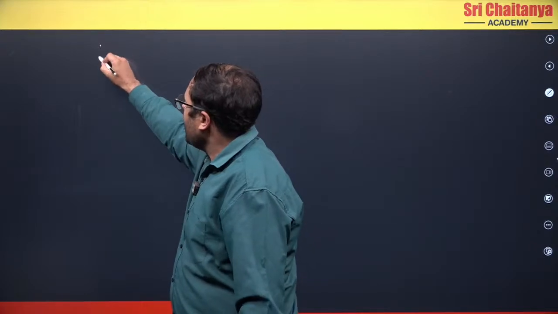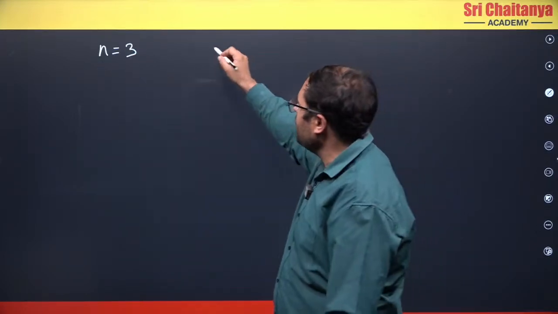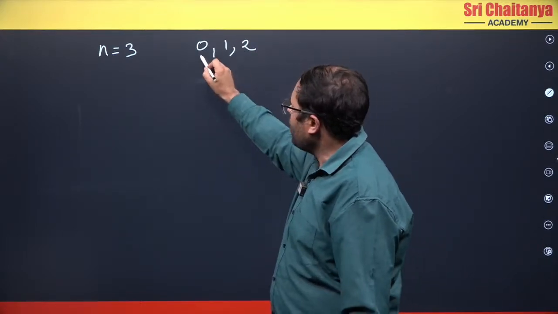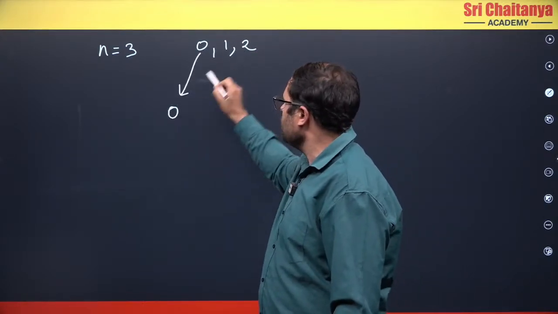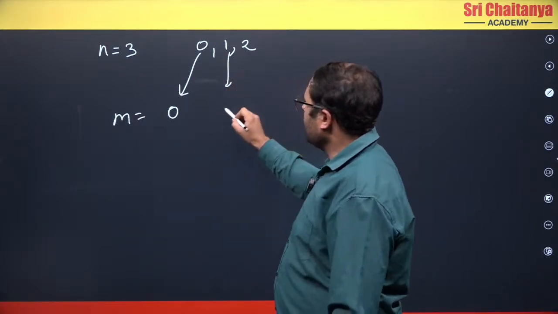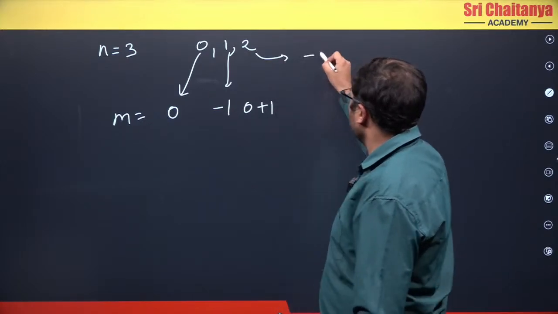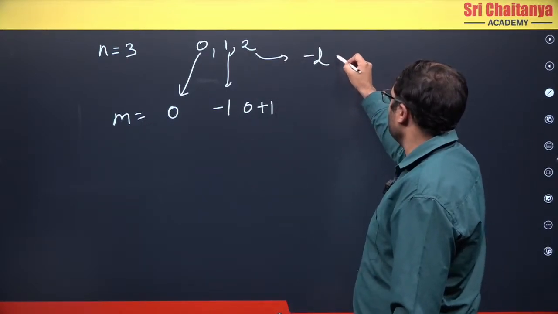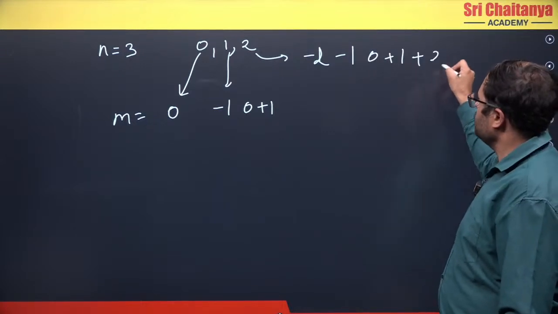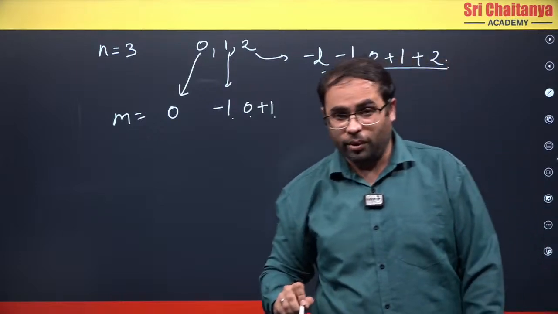So let us take n equals 3. For n equals 3, the l value can be 0, 1, 2, right? For 0 the m value can be 0, for 1 the m value can be -1, 0, +1, and for 2 it can be -2, -1, 0, +1, +2, right? Each of these values represents an orbital.